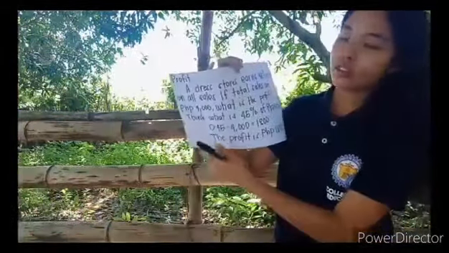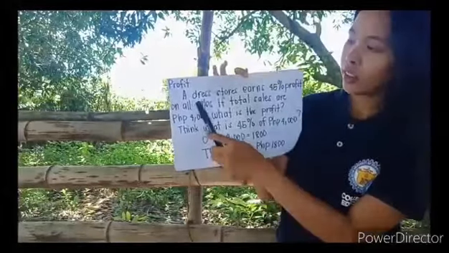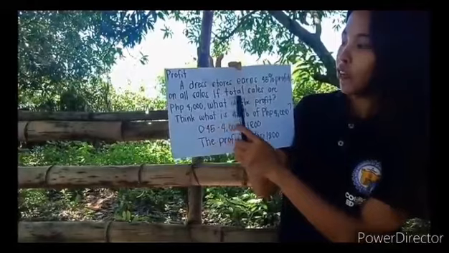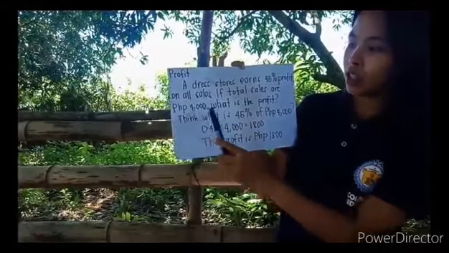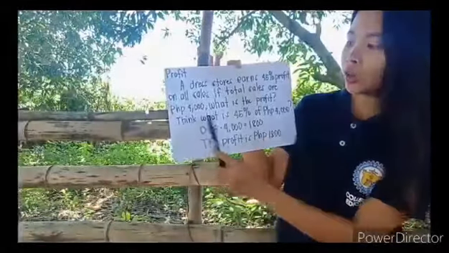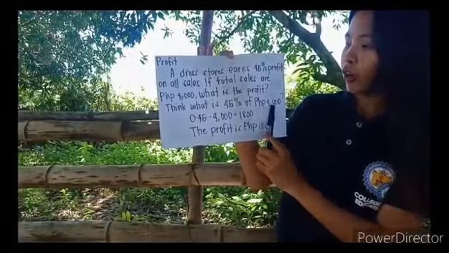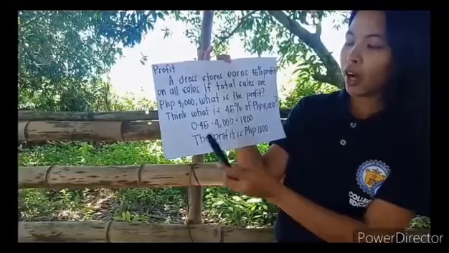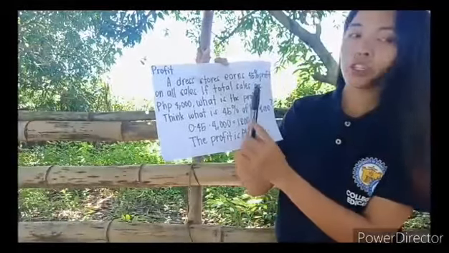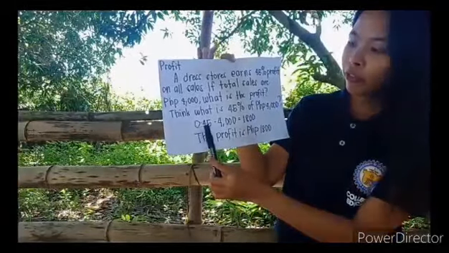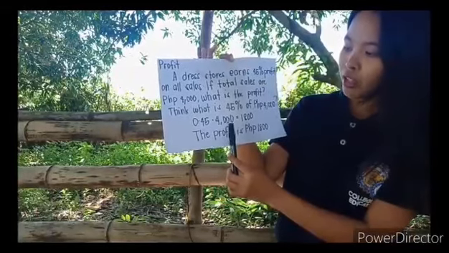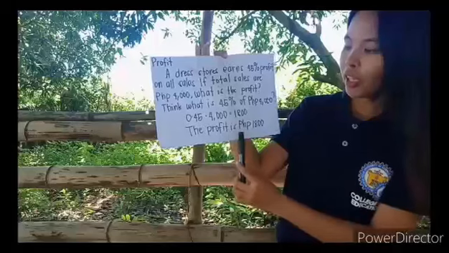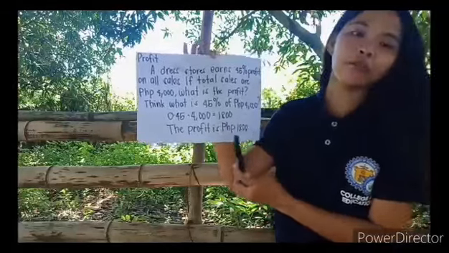And last, profit. A grocery store earns 45% profit on all sales. If total sales are 4,000 pesos, what is the profit? So think, what is 45% of 4,000 pesos. So 0.45, we change 45% from percentage to decimal. 0.45 times 4,000 is equal to 1,800 pesos. So the profit is 1,800 pesos.